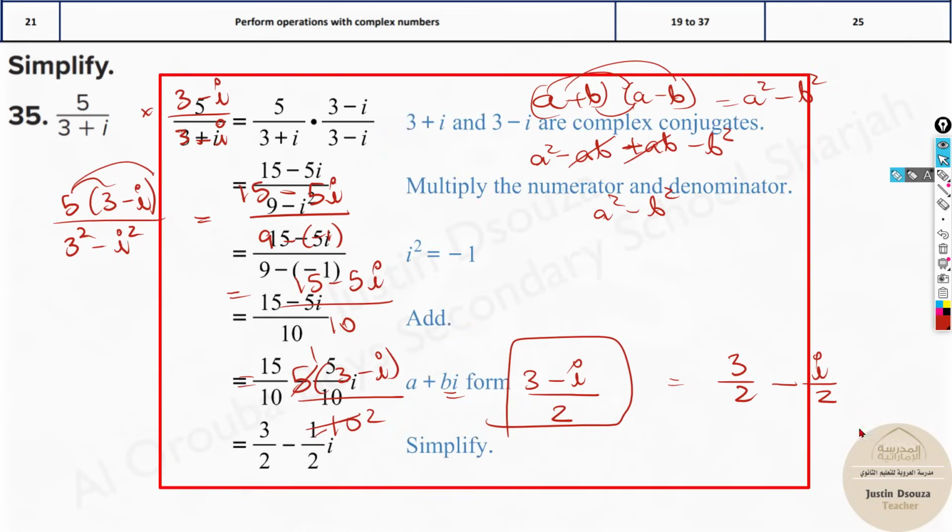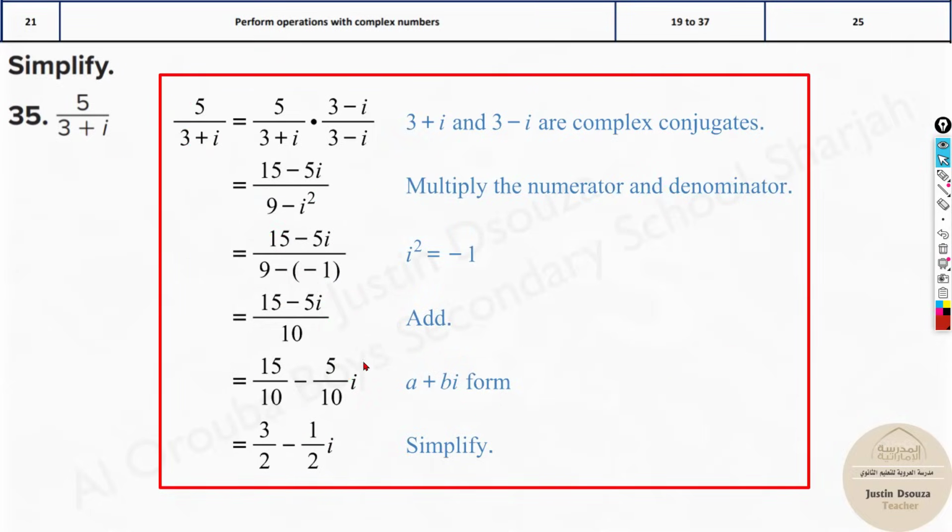You can always stick to this method as well, because here we are splitting it into two separate forms. That is the a plus bi form. That is the general form of complex numbers. Sorry, complex numbers means a real number and an imaginary number. That's it. So that is how we solve it. Here all the methods are there.